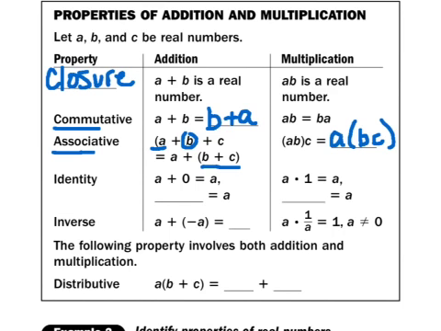Okay, identity. Identity is, I remember about who we are. So we can add 0 to any number and it doesn't change its identity.